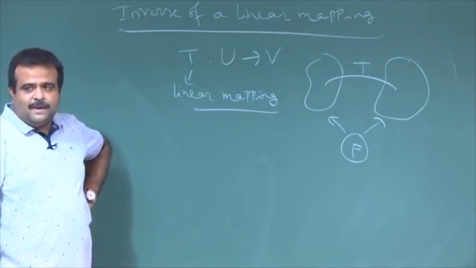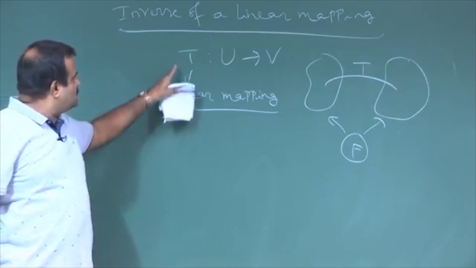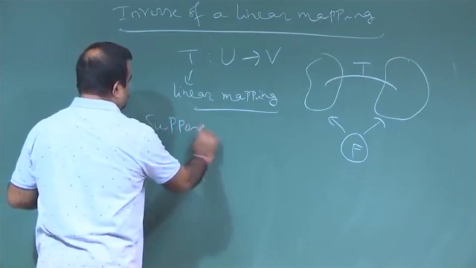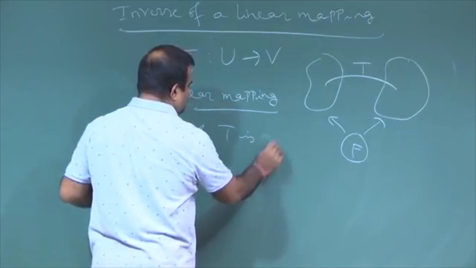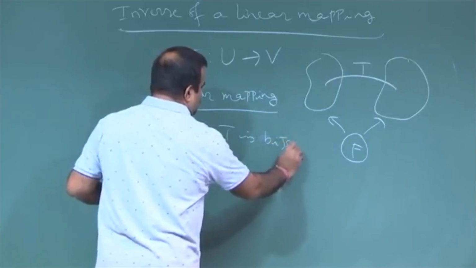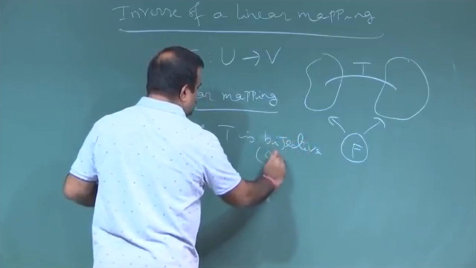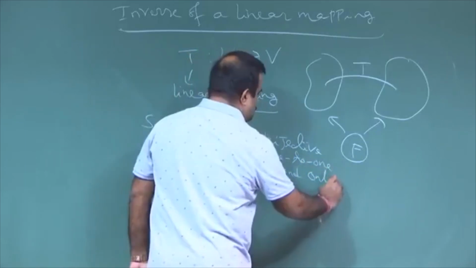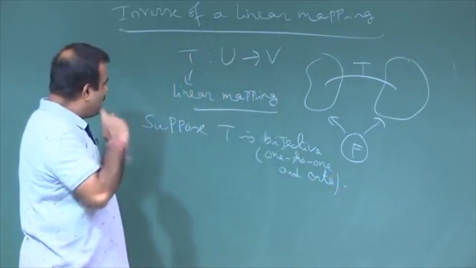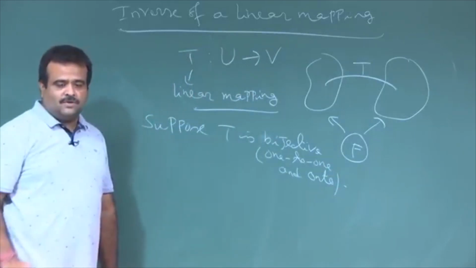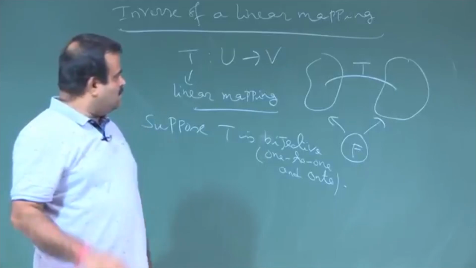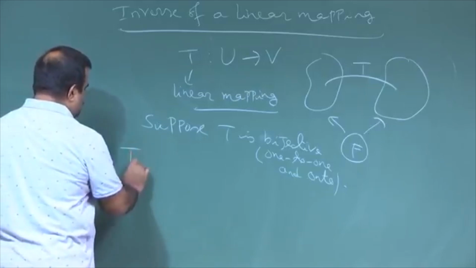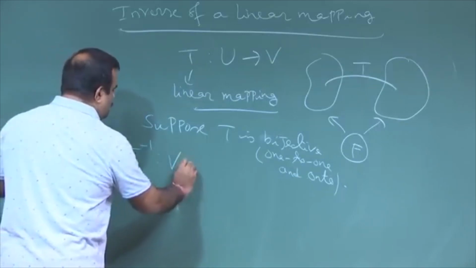Now we know a mapping has an inverse if this transformation is 1 to 1 and onto. So, suppose this T is bijective, basically a bijective mapping. That means it is 1 to 1 and onto. If it is 1 to 1 and onto, then we can have an inverse. So, how do we define the inverse? Inverse is also a mapping. So, this T inverse is a mapping from V to U.